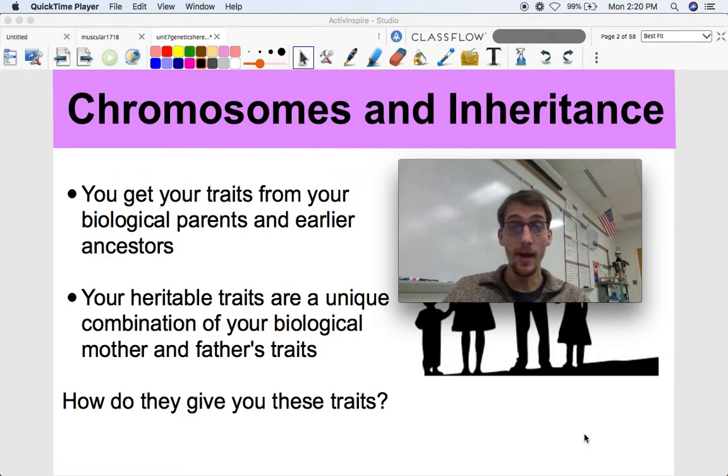And when you have kids, if you have kids someday, half of your traits and half of your partner's traits are going to be combined together to form a completely new set of traits and a completely new set of genes. All right, but how does this happen? How did your parents give you those traits? How do you pass on those traits?